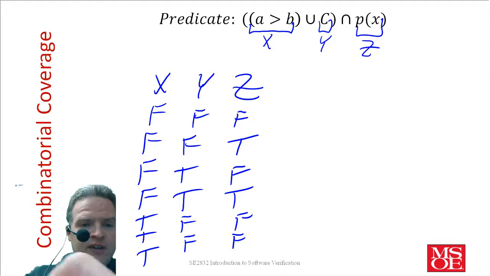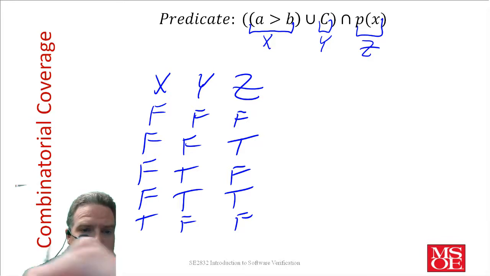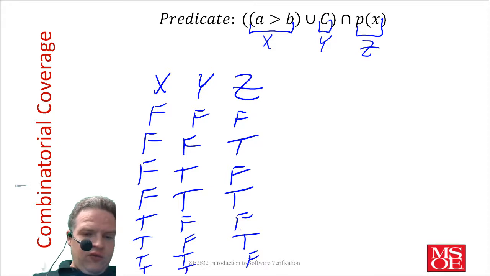Whoops, I think I made a mistake there. Let me get this back to where I'm at. So, there we go. So this should be true. That's going to be true. True, false, true, and then true, true, false, and then finally true, true, true.